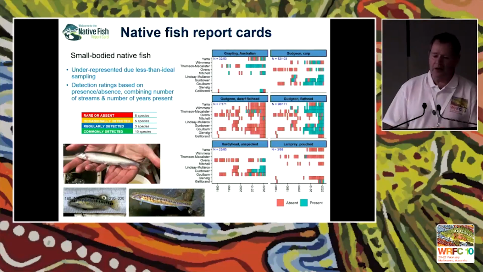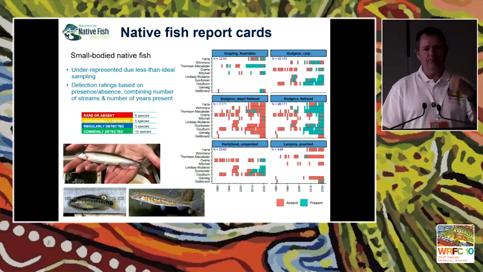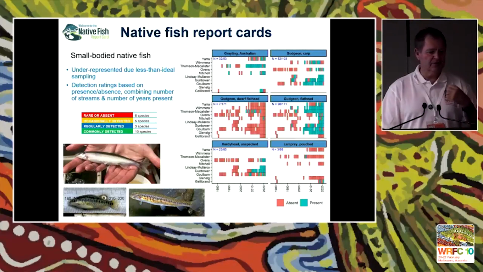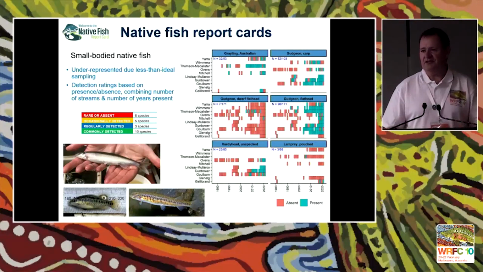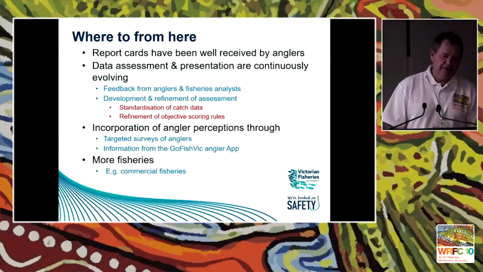So we thought the best way we can deal with this is go down the path of a presence absence approach, look at how many rivers they occur in and what percentage of years they've occurred in. But again, at the end of the day, we applied a very basic assessment, based on their detectability. So I guess it's a work in progress.